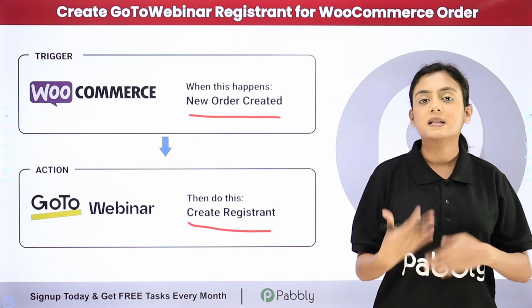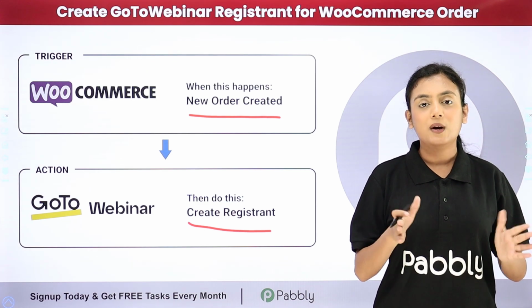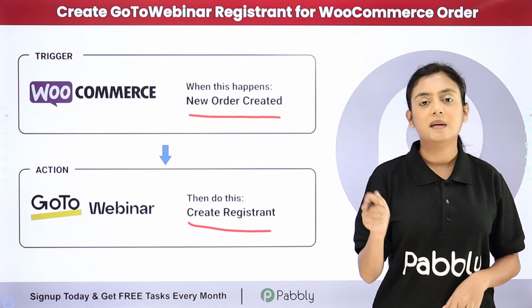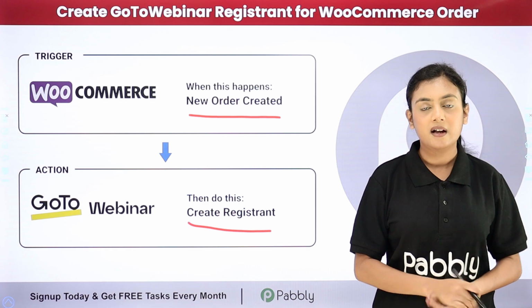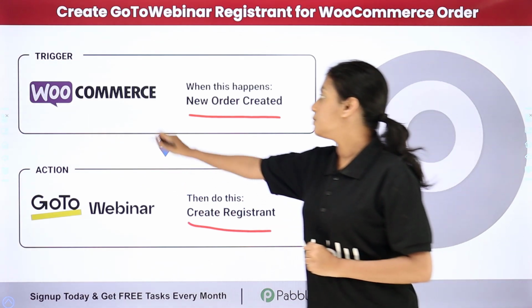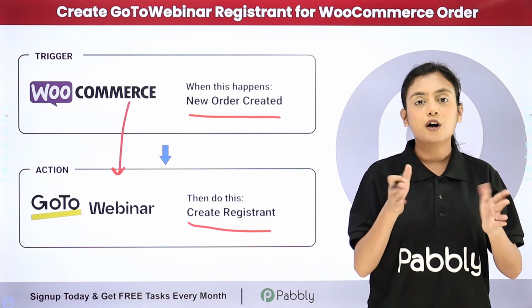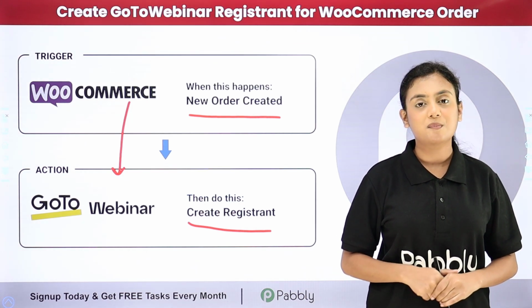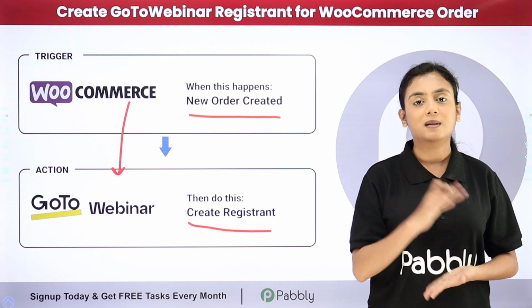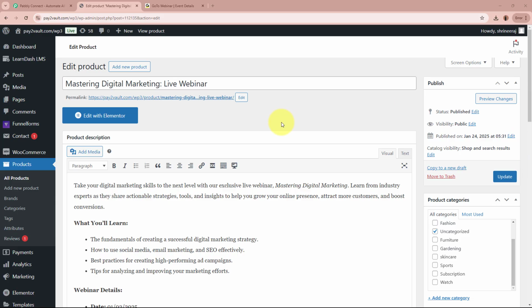So what I've done is I've simply automated this entire process with the help of Pabbly Connect, which is an amazing automation and integration software. And here in this automation, I'm going to build a connection between WooCommerce and GoToWebinar with the help of it. So if you also want to learn about this amazing automation process step by step, for that, let me take you to my screen. In this video, we're going to learn how to create GoToWebinar Registrant for WooCommerce order.